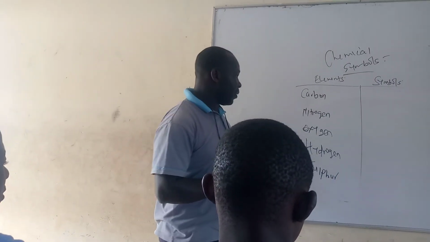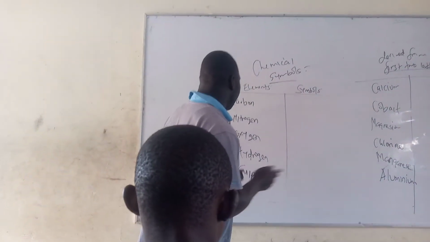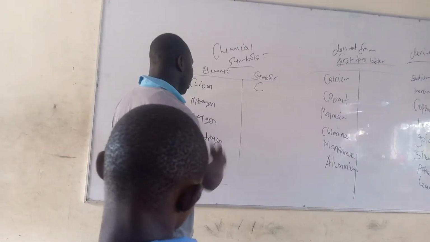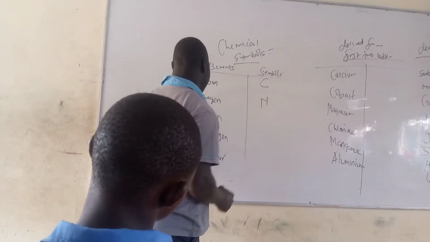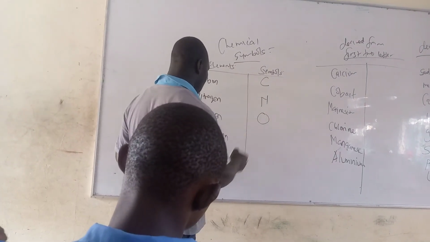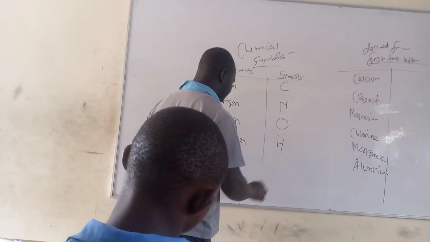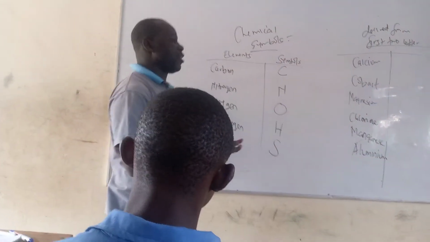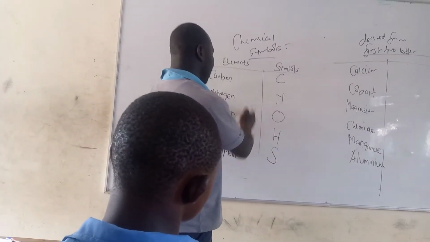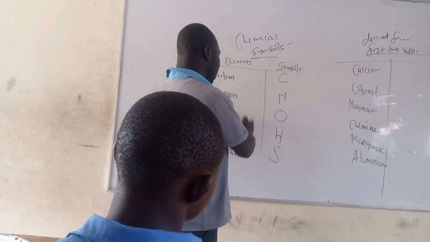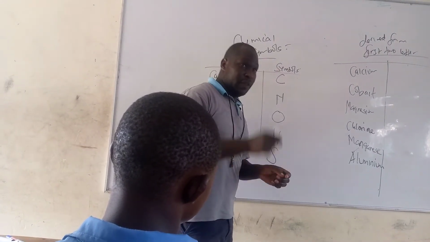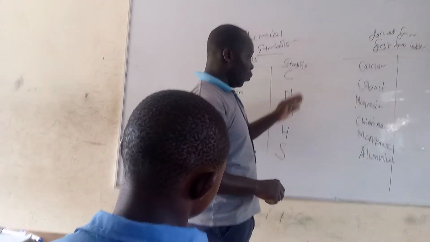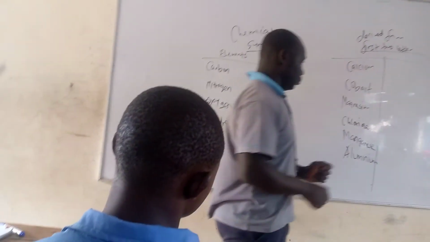So let us give an example here and complete this task. Carbon, the chemical symbol will be C, capital. Nitrogen, N. Oxygen, O. Hydrogen, H. And sulfur, S. So these are the chemical symbols. If we are given an element in an exam and you are told to give the chemical symbol, this is what you are supposed to do.